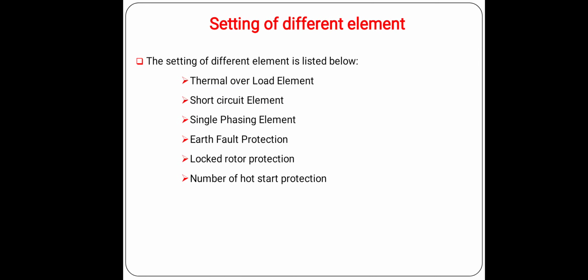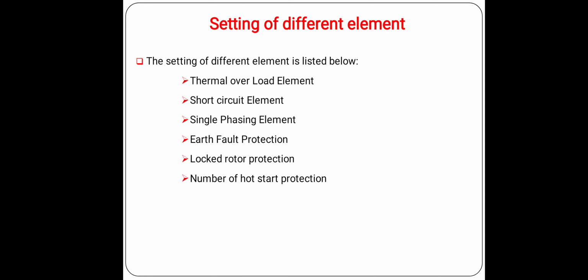So now next one is setting of different elements. We use different types of relay for different types of faults. For setting of the relay, we require the current transformer ratio and the full load current of the motor. The setting of different elements is, first, the thermal overload element. To set this element, we first have to identify the percentage of full load current at which the motor is running continuously.